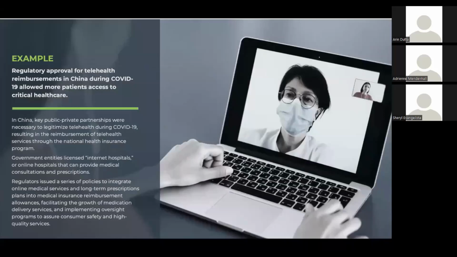And one model where we saw rapid regulatory advancements was, of course, during COVID-19, where telehealth regulations changed not only in China, as this example shows, but in many countries around the world as well, in order to provide the care to patients quickly when they needed it.